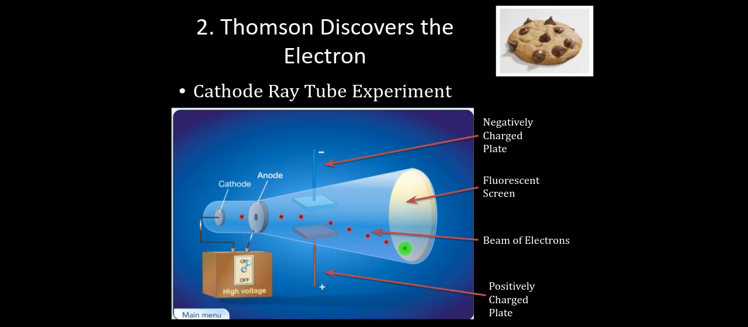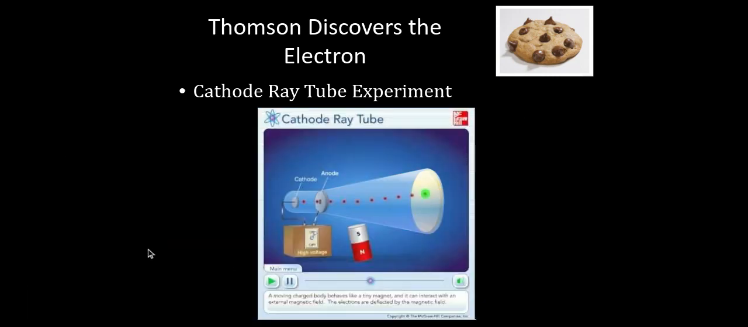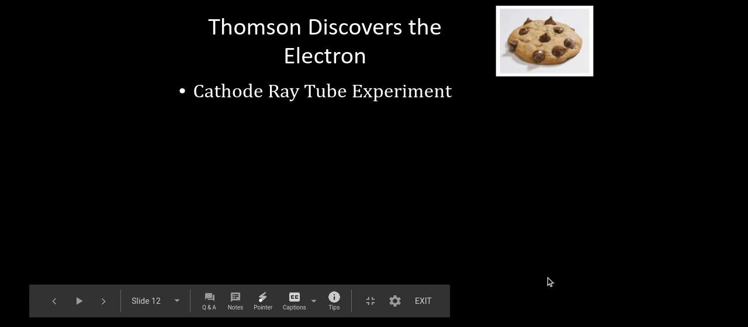And if you remember our golden rule of charge, if these rays are being attracted to the positive plate, they must contain negative particles, and these negative particles were eventually discovered to be electrons. So I'm just going to show you a quick animation of this.